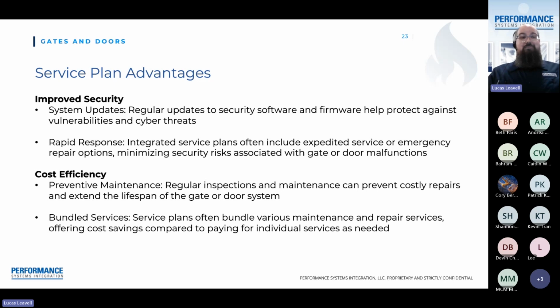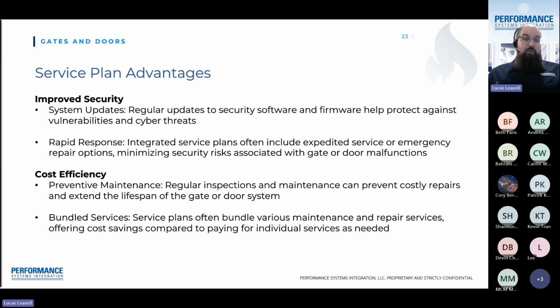Beyond that, it saves you money in the long run. Like I said, you may not have to replace the hinge in 2 years, you'll have to replace it in 10 years. That regular maintenance extends the lifespan of your systems, particularly in the case of security systems and access control, because they are not cheap. I'm not going to sugarcoat it. They are not cheap.